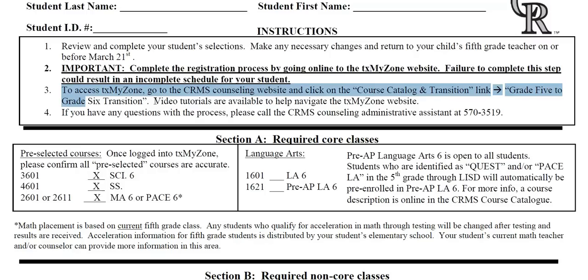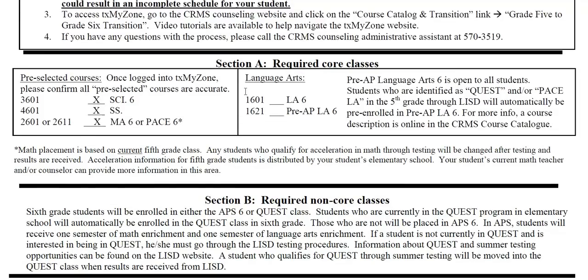And there are video tutorials on how to navigate Texas MyZone, although your student will be shown that process at their 5th grade visit, so they could probably do it for you. Of course, if you have any questions, give the counseling office here at Canyon Ridge a phone call. So let's move on to our actual choice sheet.